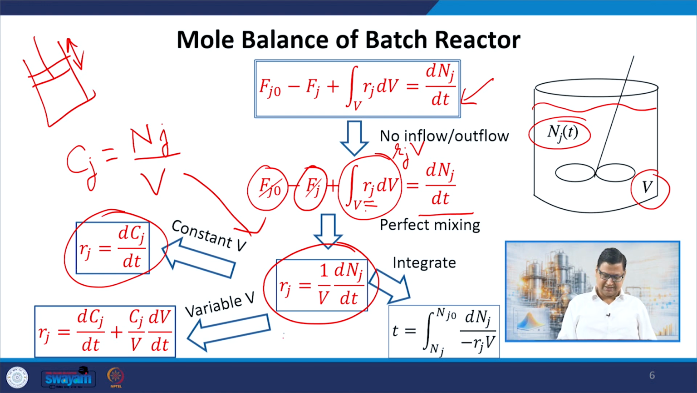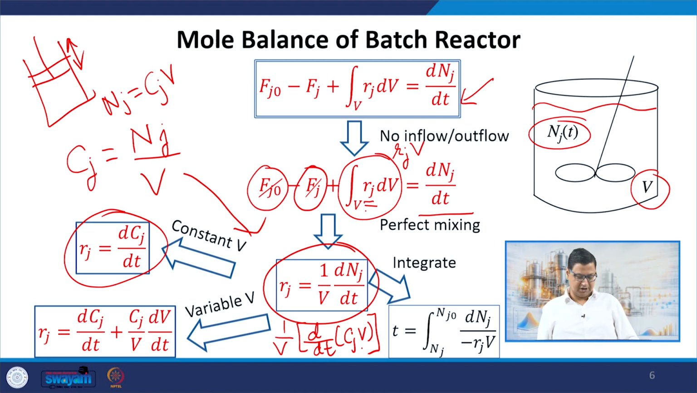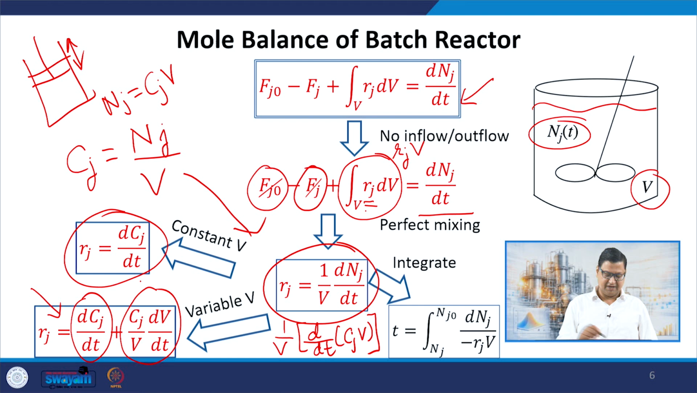In those cases, again I can use the fact that Nj is equal to Cj into V, but now if I plug it into this equation, what you are going to have is d by dt of Cj into V, and now the volume is no longer constant. Therefore, we have two terms here. The first term is dCj by dt, and the second term is Cj by V dV by dt, that corresponds to the volume change taking place in the reactor.